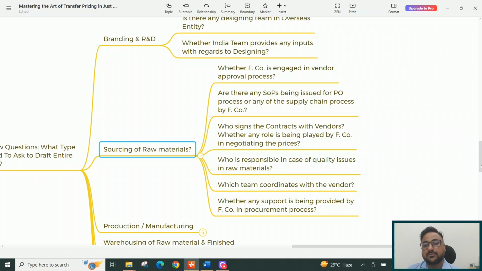So in case the vendor has been approved by the foreign company, however the quality of material which has been received by the Indian entity is not up to the standards, then who will bear all those expenses, who will be responsible in case of quality issues in raw materials? That type of questions you can ask with regard to your sourcing function, right? Then which team coordinates with the vendor, then whether any support is being provided by the foreign company in the procurement process. These sorts of questions you can ask when you are preparing for a functional interview to undertake with your client or HODs.